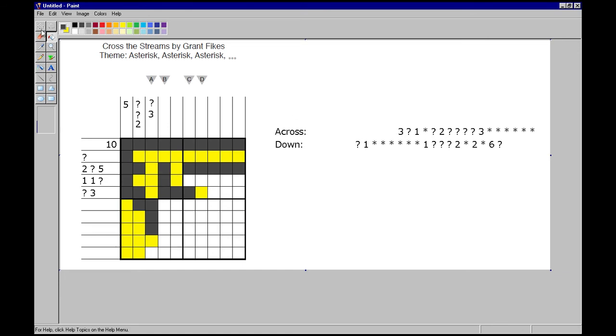Yes, question mark 1 in the vertical clues. If we have nothing here, then the question mark is forced to go here, followed by the 1. But we've got a 3. So we put the question mark in column 3, the 1 in column 4, and one of the asterisks will also go there.